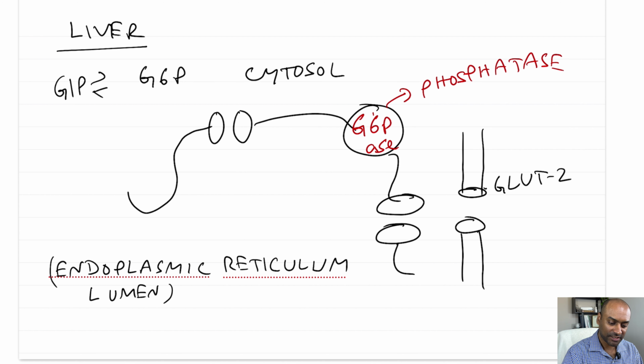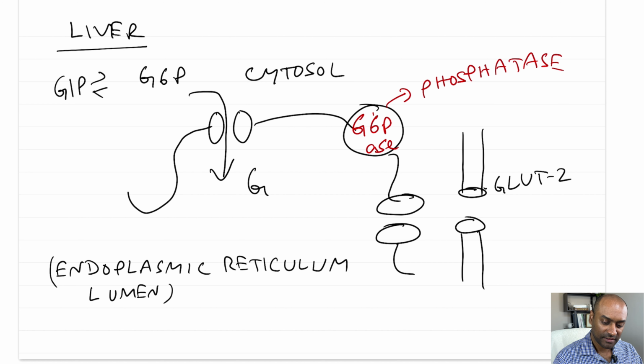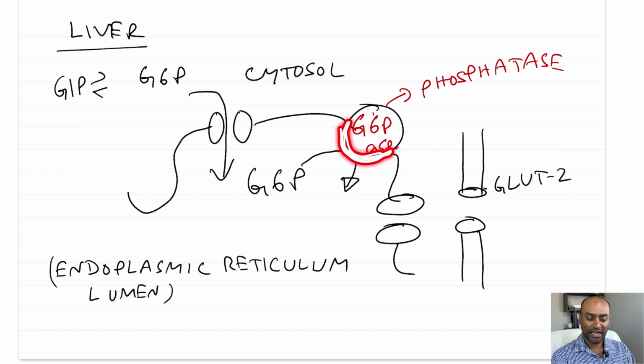So on the outside I have the cytosol, and I have drawn this as the lumen side of the endoplasmic reticulum. What happens is that the G6P will enter the lumen side of the endoplasmic reticulum. Then G6P will be hydrolyzed by glucose 6 phosphatase, which is present in the inner membrane side of the lumen. So it is a transmembrane protein. It is present on the inside. So it will hydrolyze G6P to free glucose.